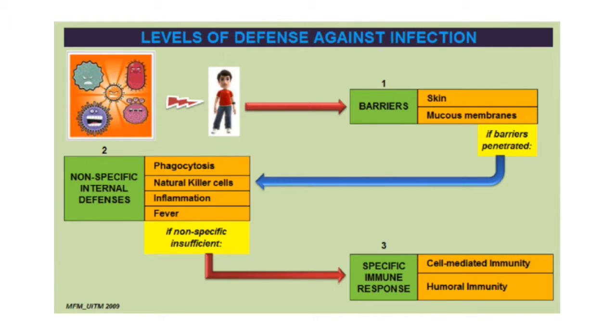Levels of defense against infection. Our immune system consists of 3 lines of defense. The first line and the second line of defense are categorized under non-specific immunity, whereas the third line of defense is categorized under specific immunity. The first line of defense consists of skin and mucous membranes. The second line of defense consists of phagocytosis, natural killer cells, inflammation, and fever. And the third line of defense consists of cell-mediated immunity and humoral immunity.